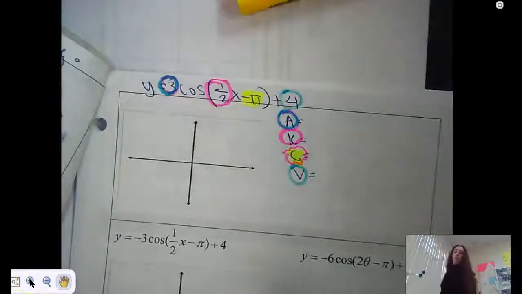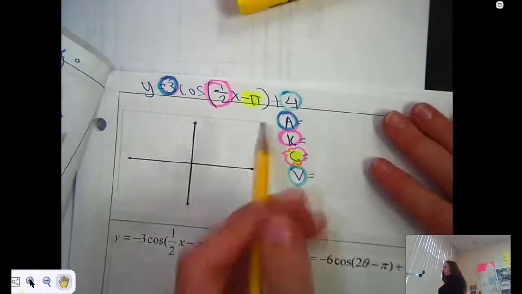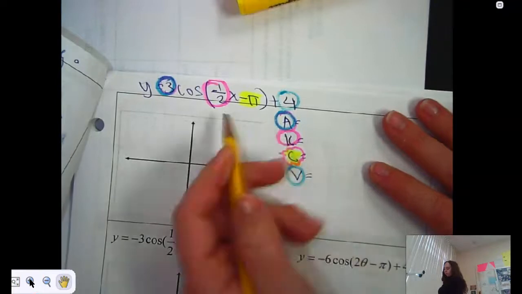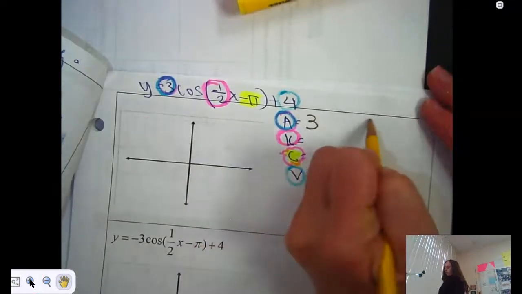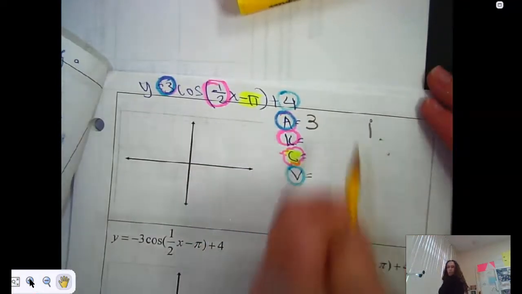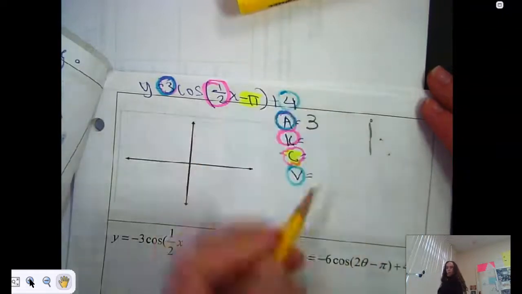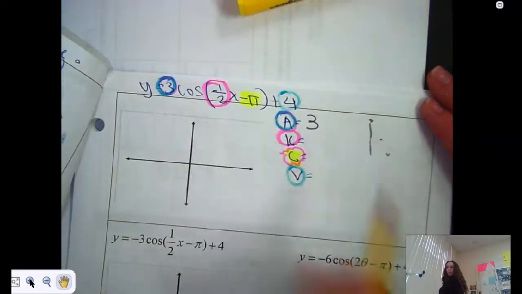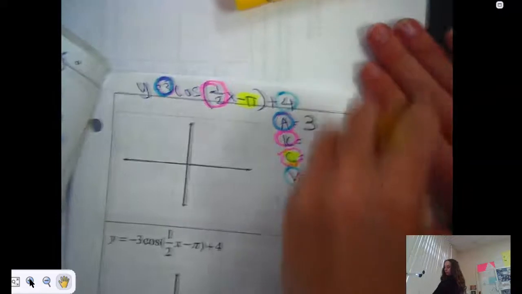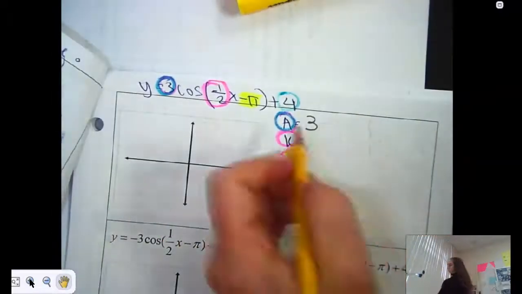So I color-coded everything. And what I want you to do first is tell me the amplitude. 3. That means the distance from the top to the middle is 3. The middle to the bottom is 3. That means the top to the bottom is a total of 6. Okay? This represents my period.